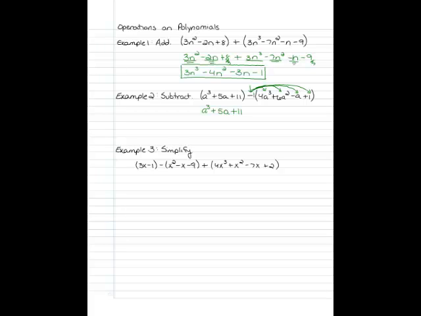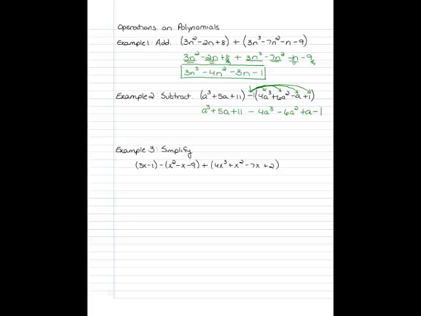So negative 1 times 4a cubed is minus 4a cubed. Negative 1 times 6a squared is negative or minus 6a squared. Minus 1 times negative a is plus a. Negative 1 times 1 is minus 1.